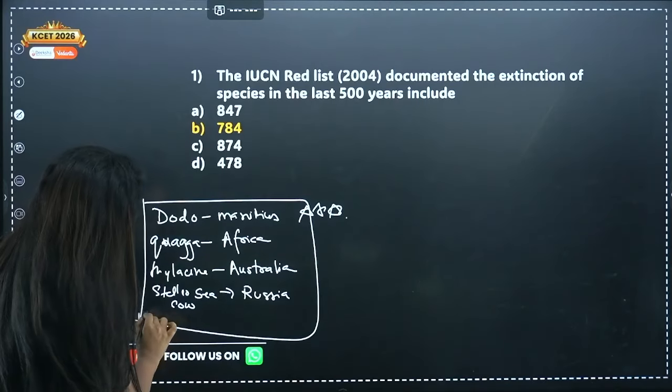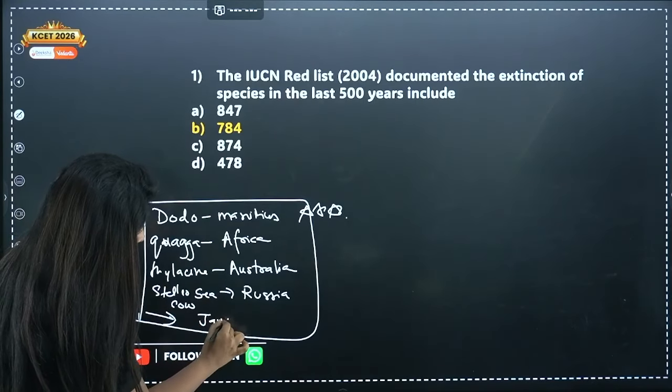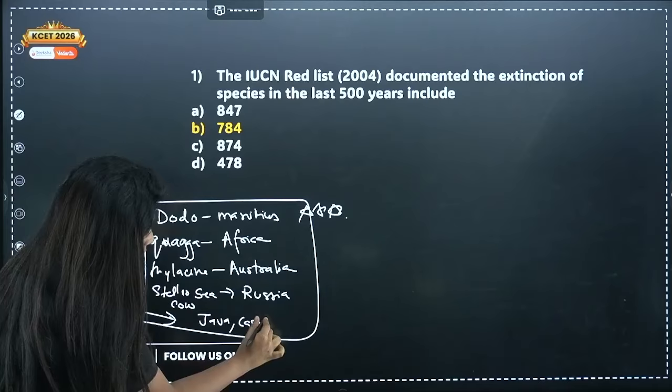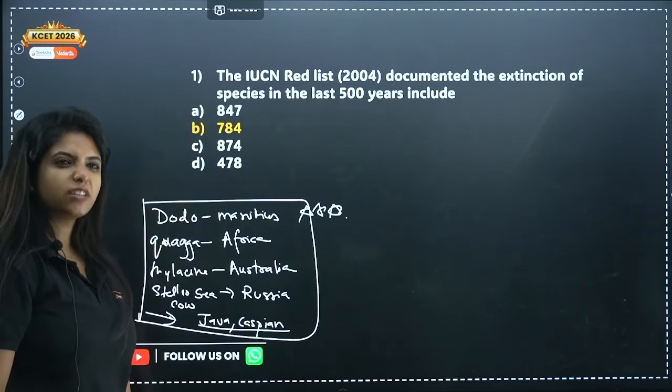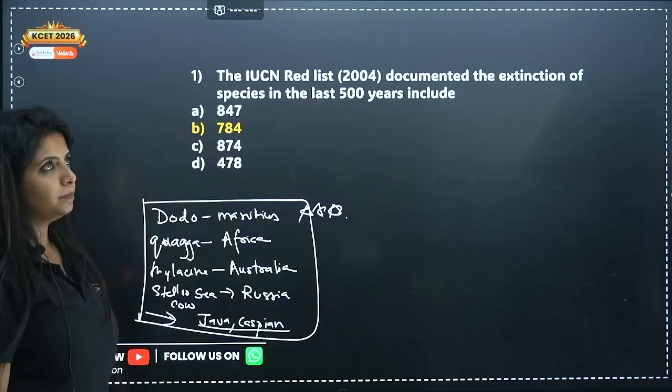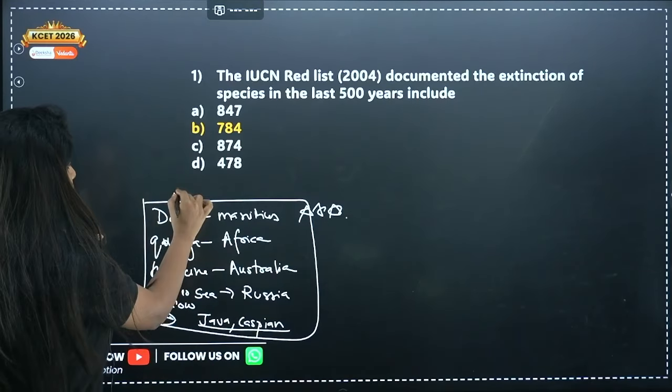And apart from that, there were 3 subspecies of tiger also that went extinct: Java, Caspian, and I forgot the other name. Somehow forgot the other name, but please go through it. If it comes to my mind, I'll let you know. So these are the things which are very, very important.